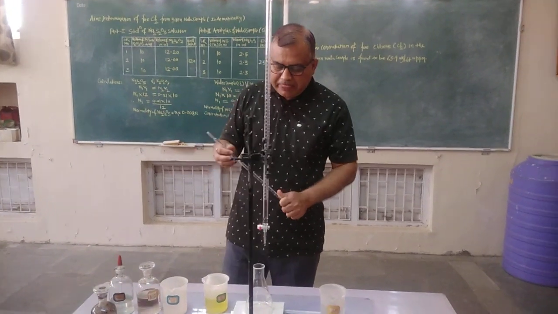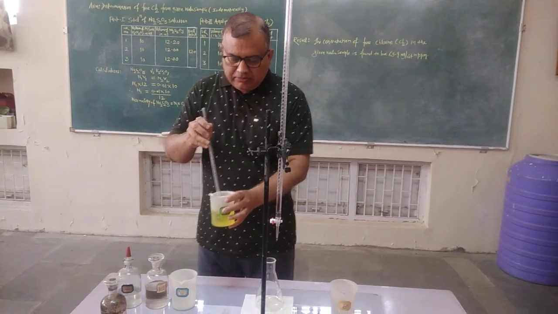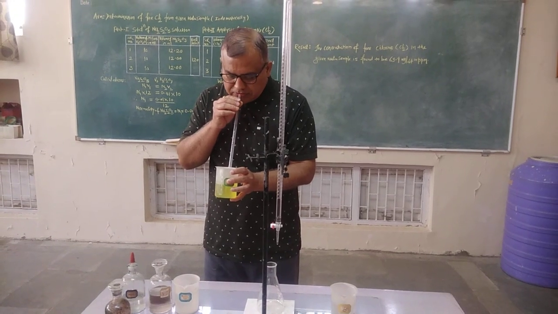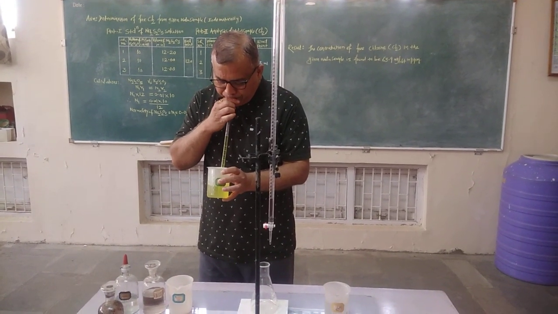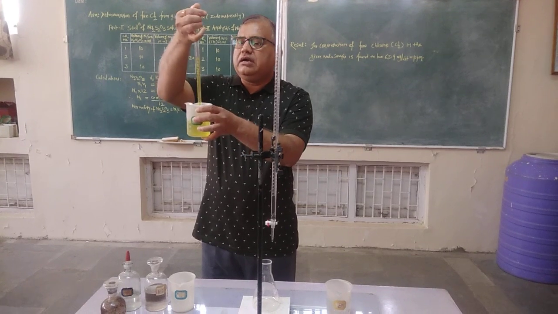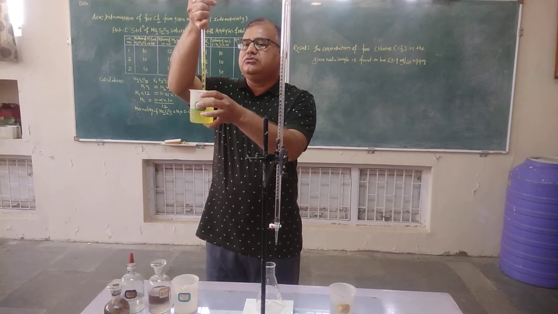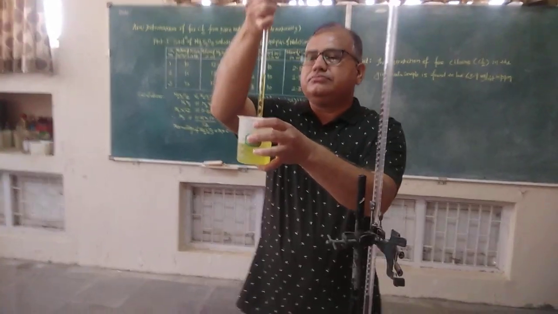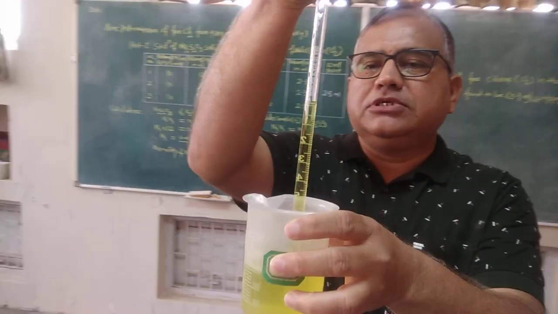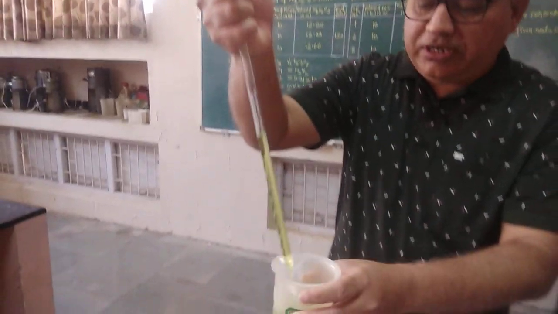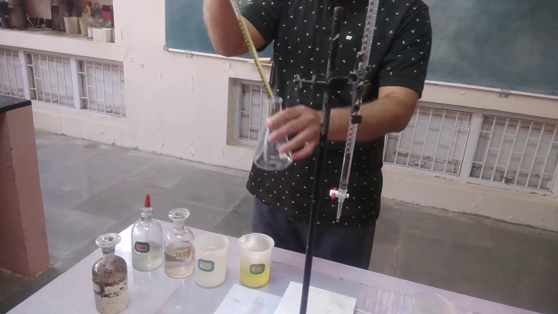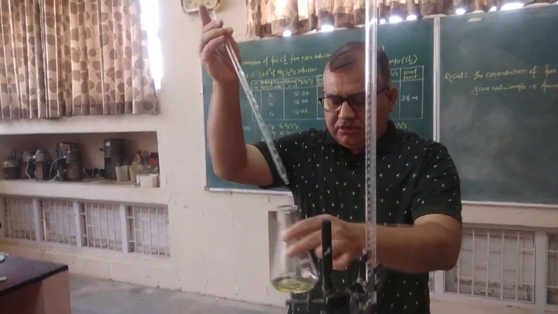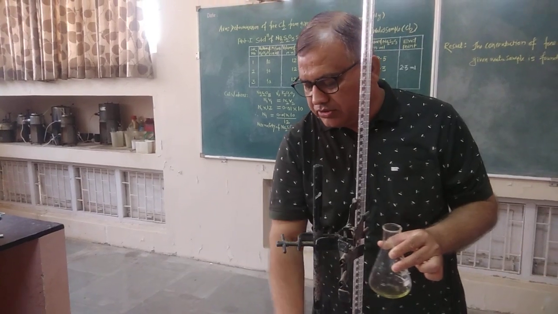See the procedure. First you pipette out 10 ml of this K2Cr2O7 solution like this and adjust to 0. Release the solution slowly and adjust to 0. Take the lower meniscus. In this way you transfer this solution to this conical flask. So this is 10 ml of the K2Cr2O7 solution.